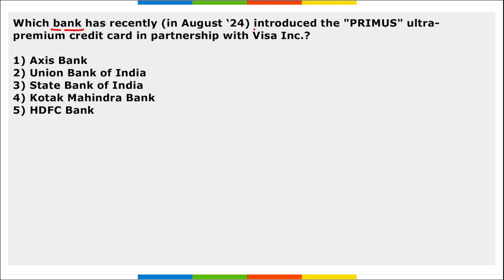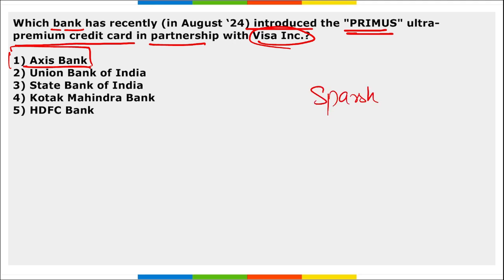Next, which bank has recently introduced Primus, an ultra premium credit card in partnership with Visa? So this Primus has been introduced by which bank? It is Axis Bank that introduced this Primus. And this was also Axis Bank. They have also launched the second edition of Spursh Week 2024.